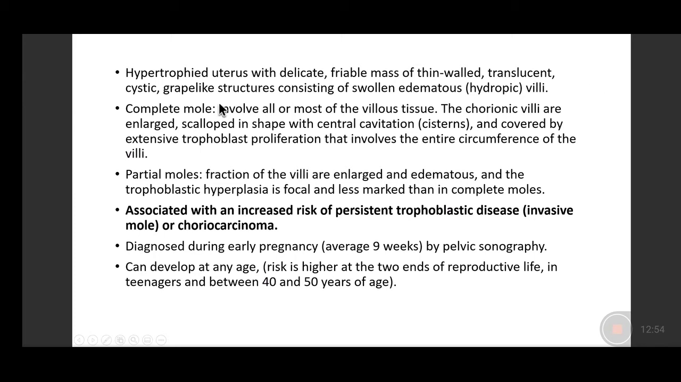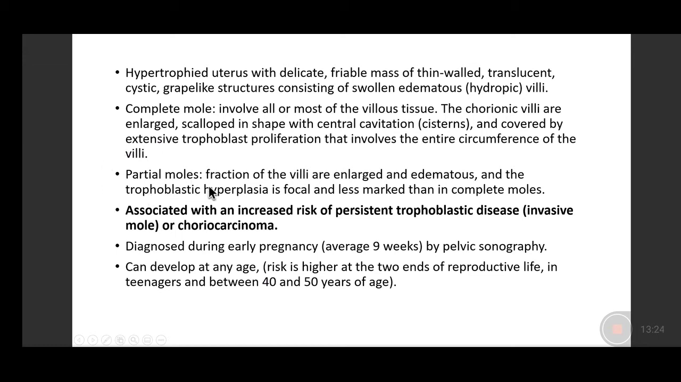Now, H mole is classified as either a complete mole or a partial mole. In complete mole, it involves all or most of the villus tissue. The chorionic villi are enlarged and scalloped in shape with central cavitation, which are known as cisterns. So cisternal dilatation is one thing that we can see on microscopy as well, and they are covered by extensive trophoblastic proliferation, which involves the entire circumference of the villi.